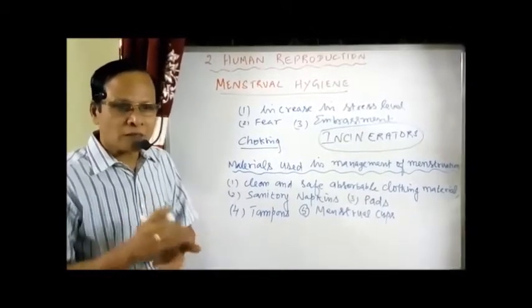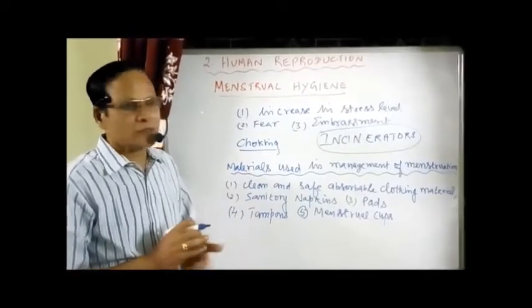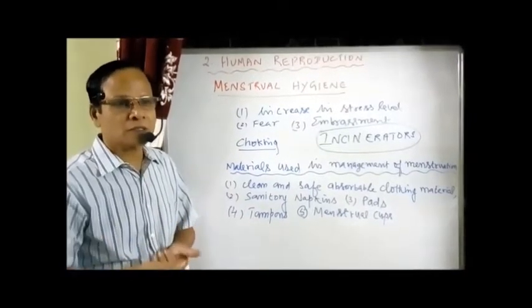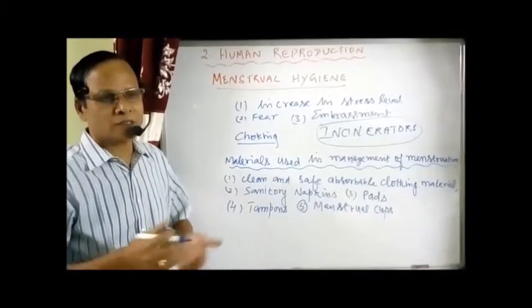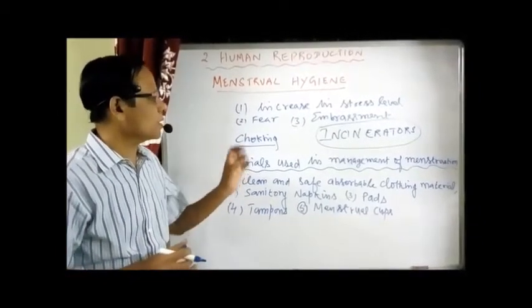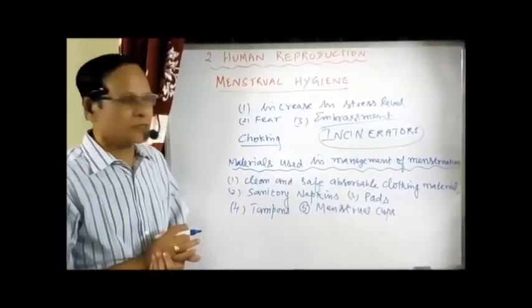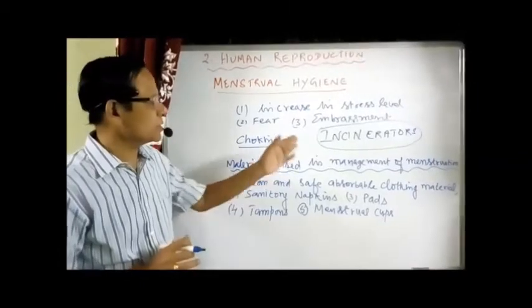Eco-friendly means we are removing the waste without affecting the environment. The same method is also adopted for the disposal of medical waste, like syringes, blood and any other waste. Okay, that is about how to remove menstrual waste. The method adopted is nothing but incineration by using incinerators.